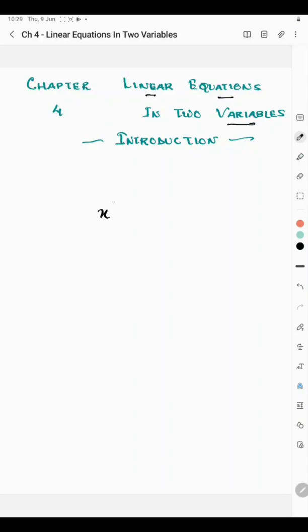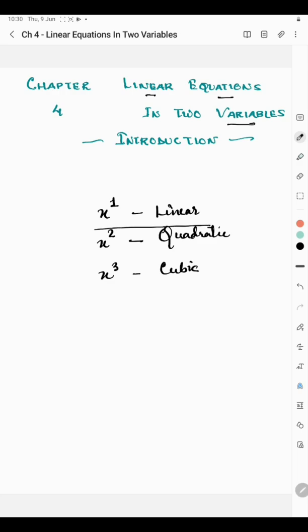If the power of the variable is 1, then it is said to be linear. If the power of the variable is 2, then it is known as quadratic. If the power of the variable is 3, then it is known as cubic. So, linear means the highest degree, the highest power, will be 1.